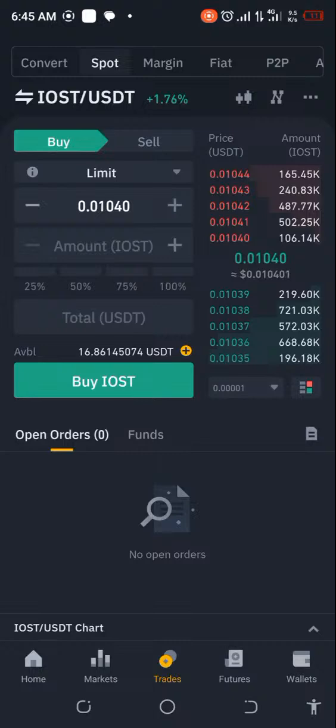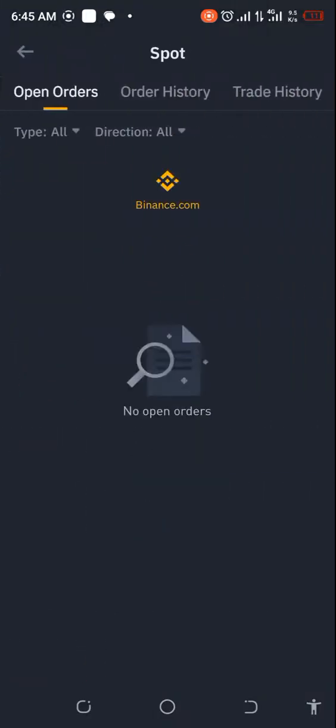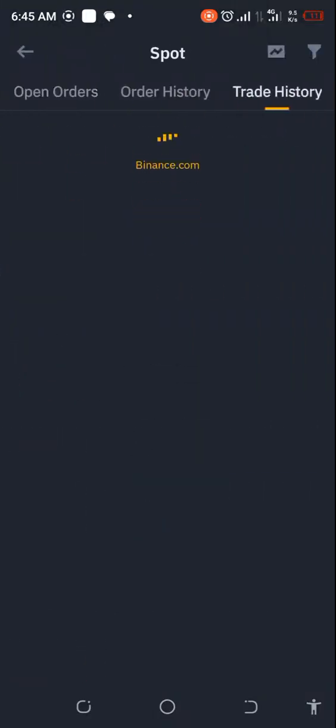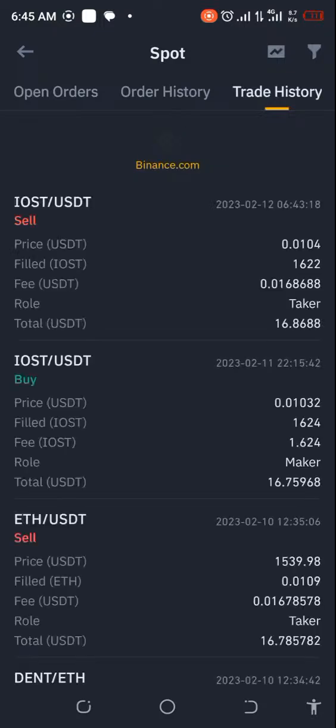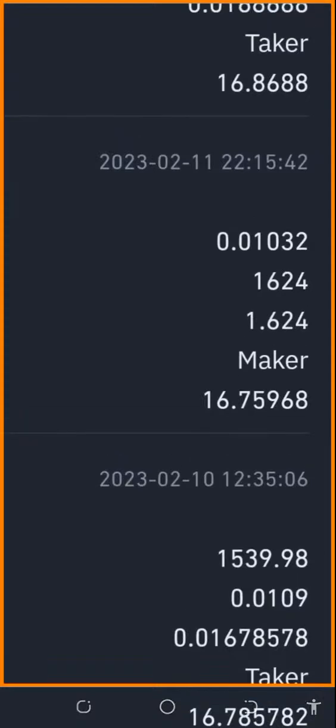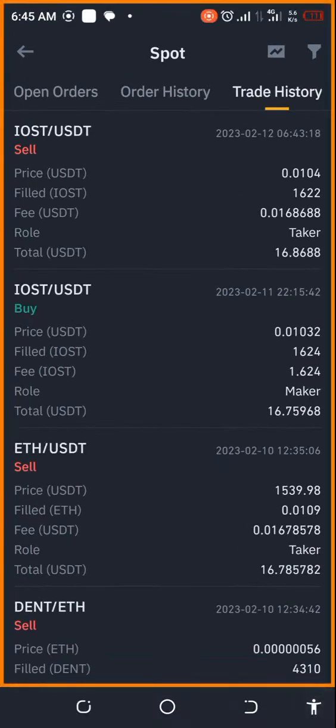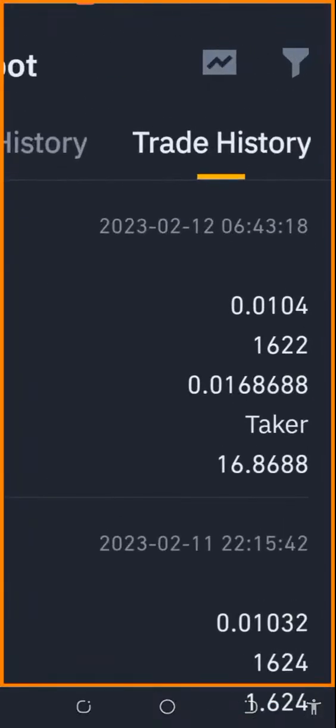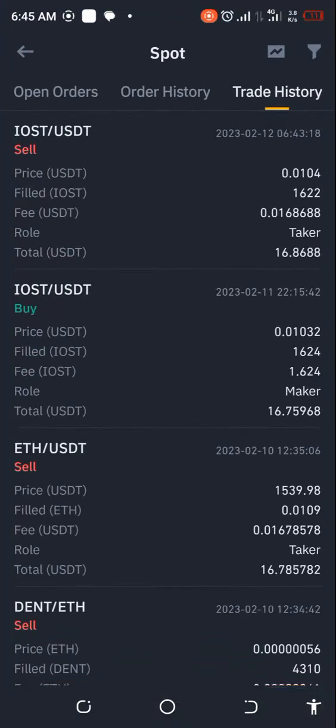Looking at the order book one more time so that you understand the concept of the boomerang strategy. So we bought it at what price? We bought it at 0.0103. Can you see that? 0.01032. And we sold it at 0.0104. So that's the concept. Get this right. We could have decided to wait for BTC to get back to 0.0104, but that would take a longer time.